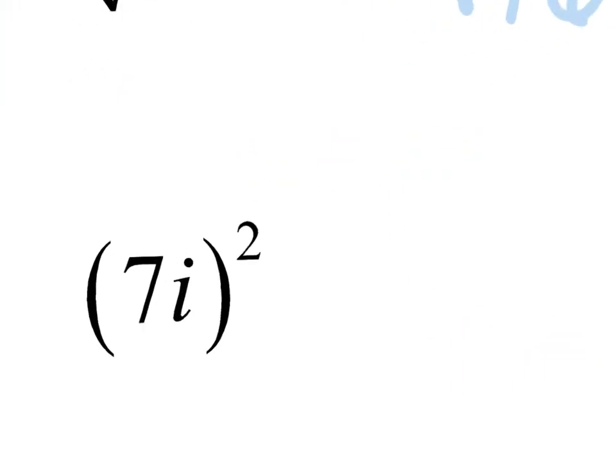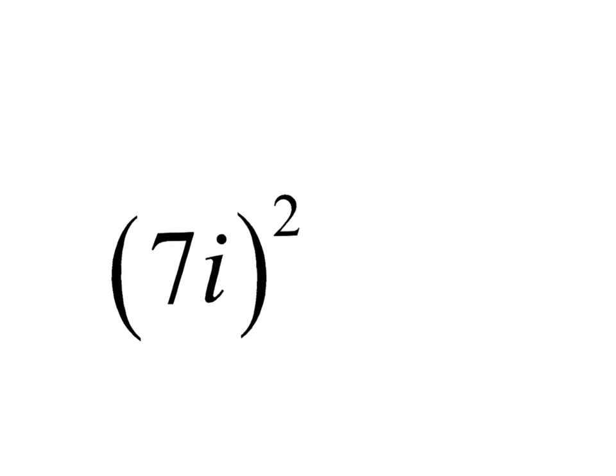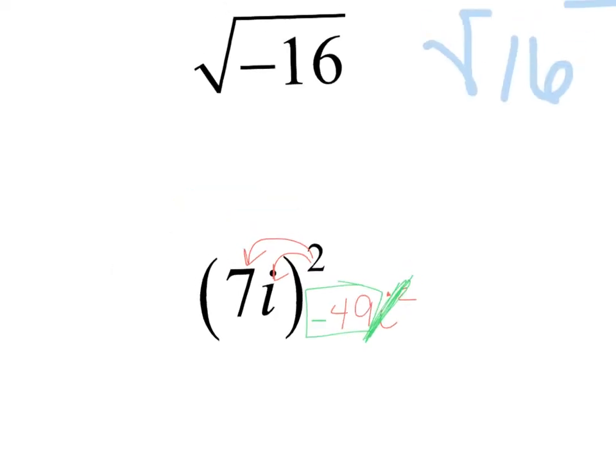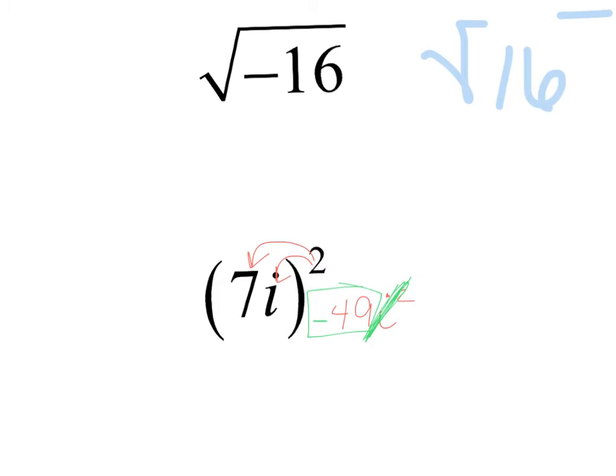All right, in this case right here, that 2 is distributed to the 7 and to the i, correct? So 7 squared is 49, and i times i is i squared, correct? We would then cross out i squared and make this what? -49. Remember that? Okay, good.